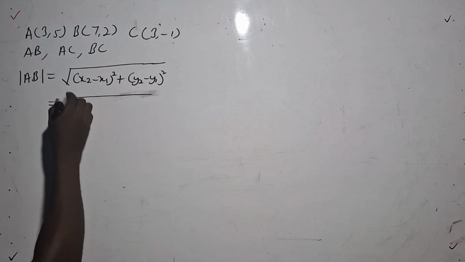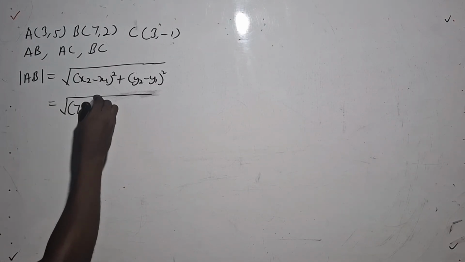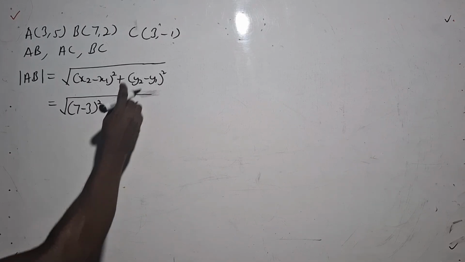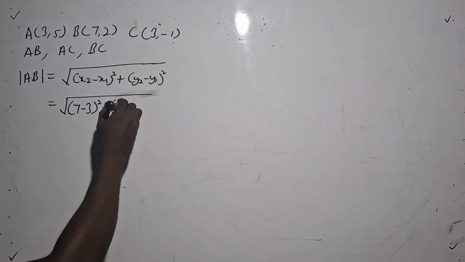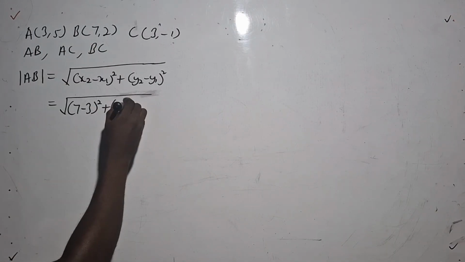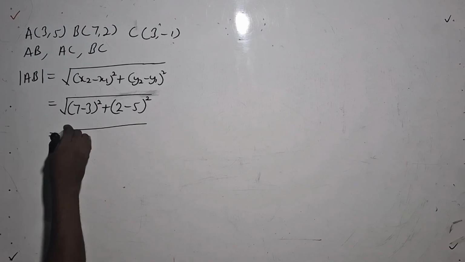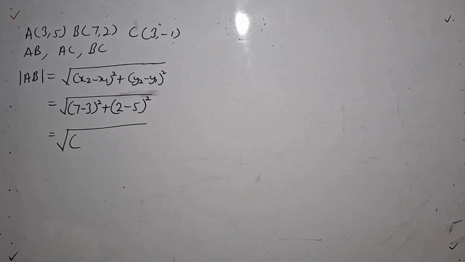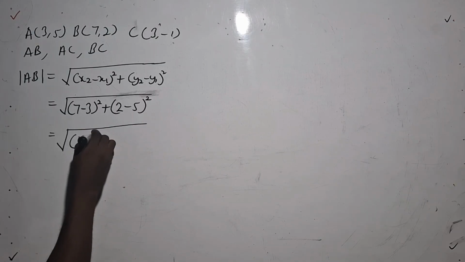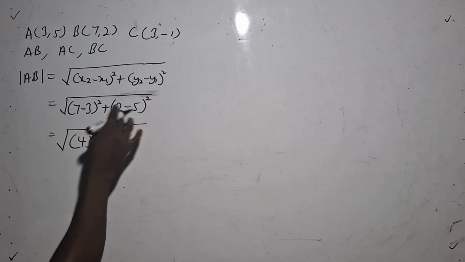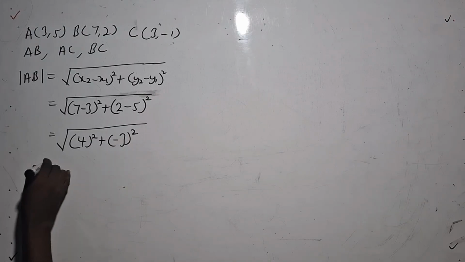x2 is 7 here, minus x1, which is 3, squared, plus y2, which is 2, minus y1, 5, all squared. So this will give me 7 minus 3 is 4 squared, plus 2 minus 5 will give me -3 squared.